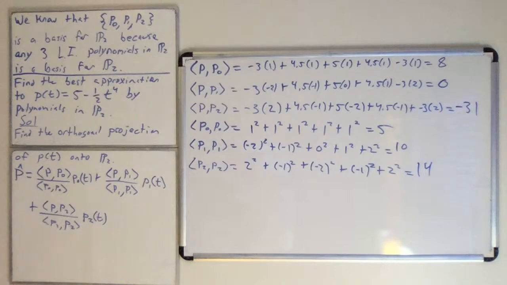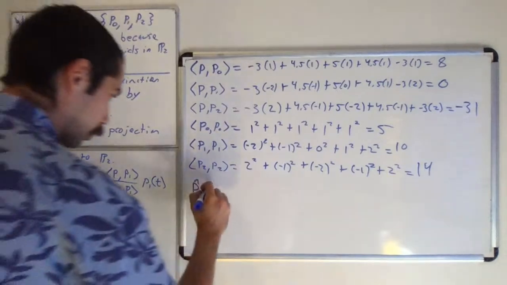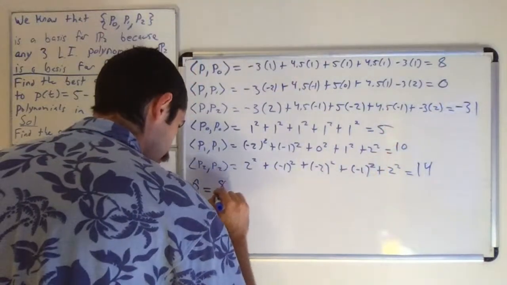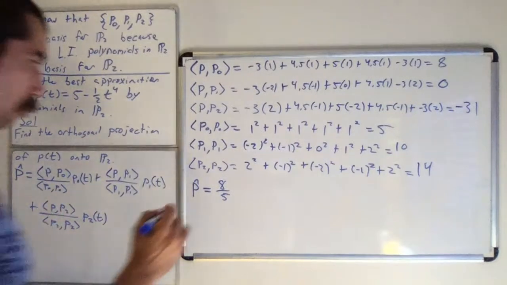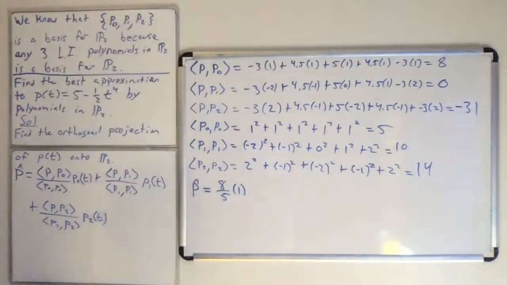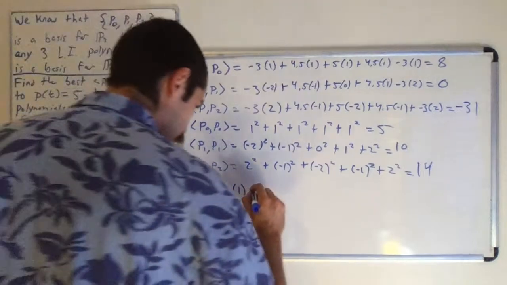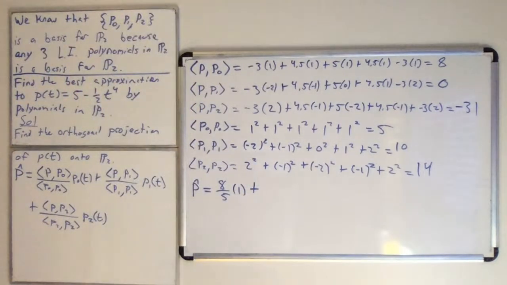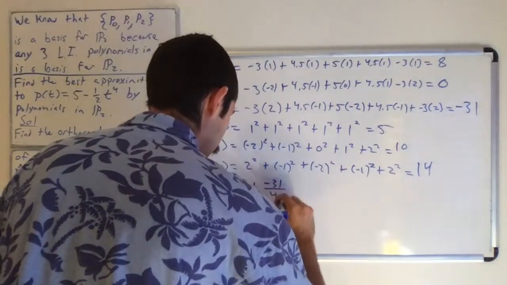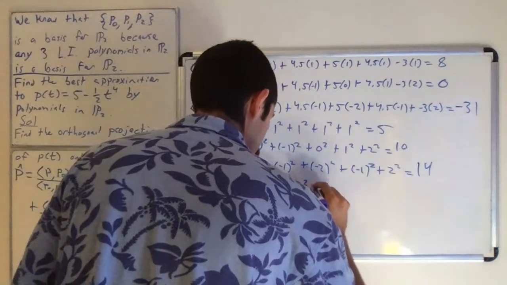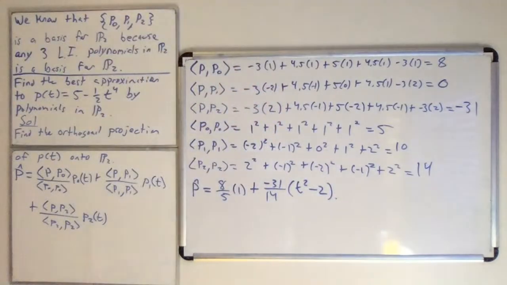Okay, so we did it. Our approximation, which we could call p hat, is equal to 8/5 times p0, which is the polynomial 1, plus 0/10 p1, plus negative 31/14 times the polynomial t squared minus 2.